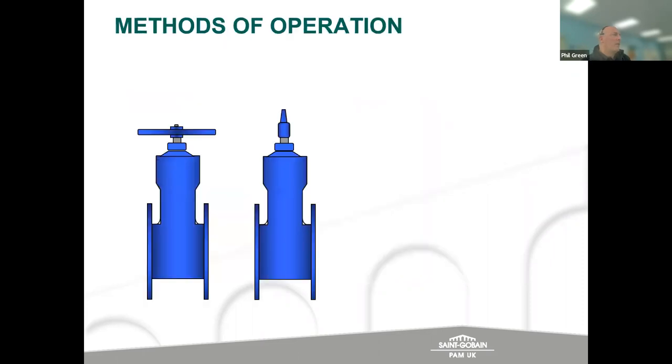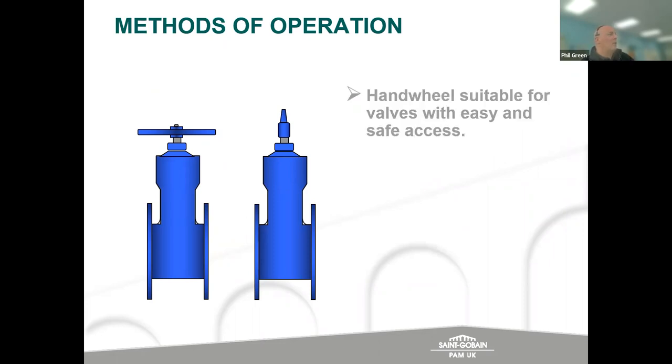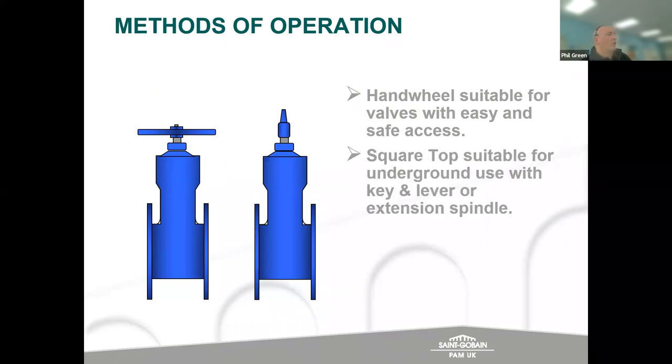So in terms of valves, there are various methods of operation. In its simplest form, you've got what we call a hand wheel, which sits on the top of the valve stem, and you turn this like a steering wheel to open and close the valve. And then you've got a square top, which is suitable for underground use, with a key and lever or an extension spindle. So basically what you've got on that is a series of keys that you can use to open that gate on the right-hand side there, when you can't get at it with a hand wheel.